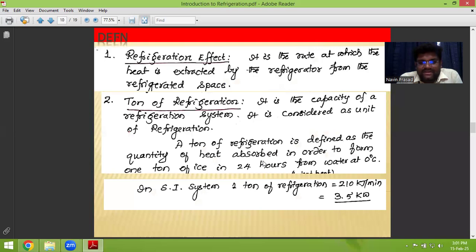So refrigeration effect is nothing but the rate at which the heat is extracted by the refrigerator from the refrigerated space. Next thing is the ton of refrigeration. Ton of refrigeration is the capacity of the refrigeration system. It is considered a unit of refrigeration. A ton of refrigeration is defined as the quantity of heat absorbed in order to form 1 ton of ice in 24 hours from water at 0 degrees Celsius. In SI unit, the ton of refrigeration is given by 210 kilojoule per minute, and it is nothing but 3.5 kilowatt.